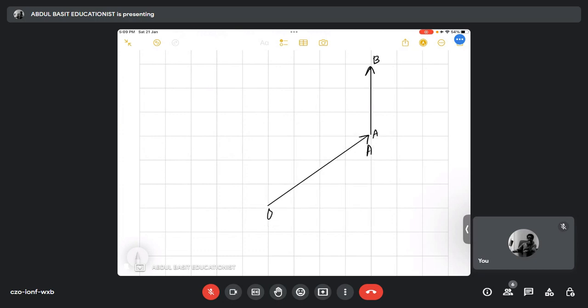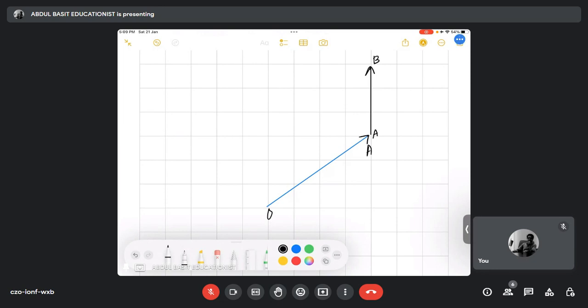Is this clear, everybody? We can't join the vectors in that position. Okay, is this clear? Is this clear? In both ways the same answer will come? No, the same answer will not come; both ways the answers will be wrong.